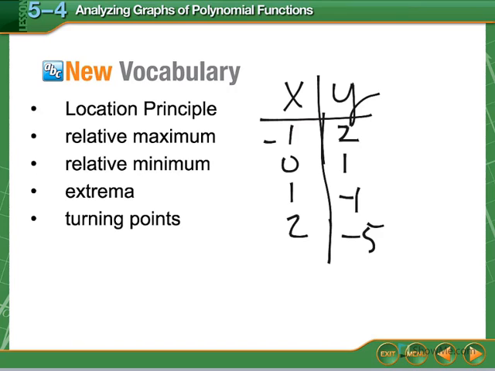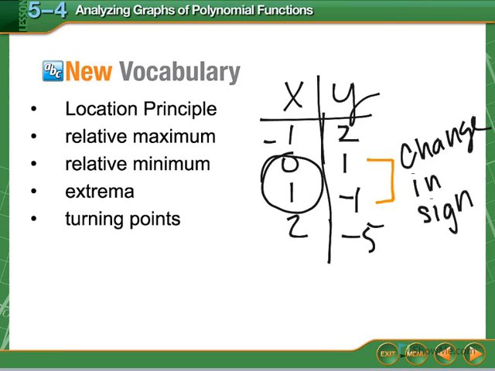What you're looking for is where you have a change in sign, and you can tell that that's where your 0 is going to be between those two x values. Okay, so what you're looking for is a change in sign, and that's how you're locating your zeros, or what your x values are. Alright, so make sure you have that copied down because I'm about to erase it.